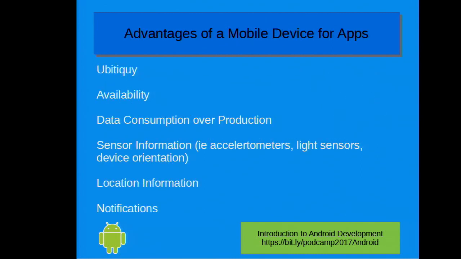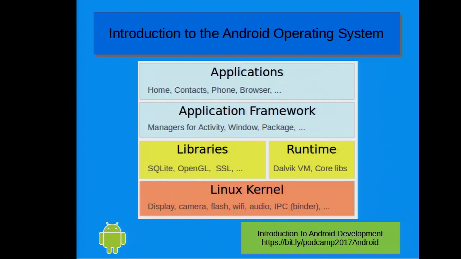Android apps, well, skip. I think we can all agree what's good about apps. The big thing here is an introduction to the Android operating system. Android is a derivative of the Linux kernel. As you can see at the bottom, there's a Linux kernel. On top of that, we have the libraries. All Android devices come with SQLite, so if you're wondering what database you have, you already have SQLite. There's OpenGL and SSL. The important thing here is the runtime. The operating system itself comes with the Dalvik virtual machine and a bunch of core libraries.